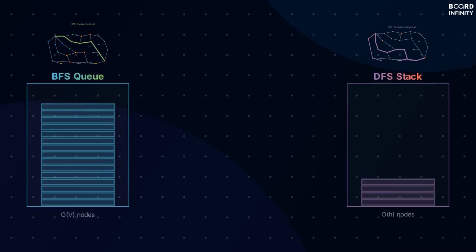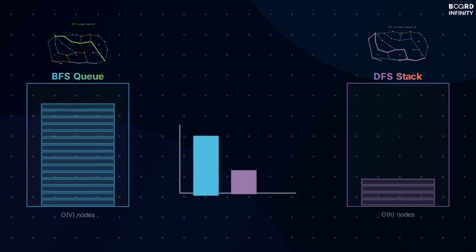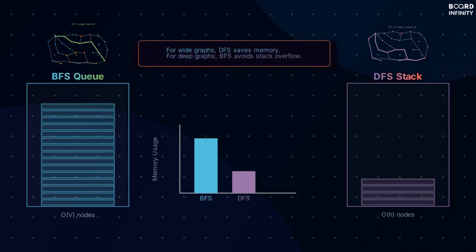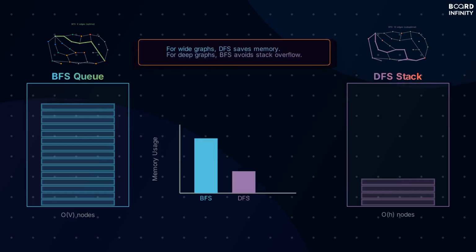The stack only holds nodes along the current path, which is typically much smaller than the entire level that BFS needs to track. This chart visually represents the memory trade-off. For wide graphs, where a BFS layer can be very large, DFS saves memory. Conversely, for very deep graphs, BFS avoids the risk of a stack overflow that DFS might encounter.